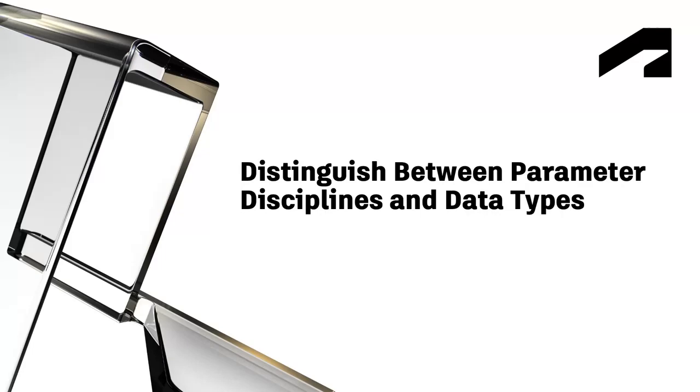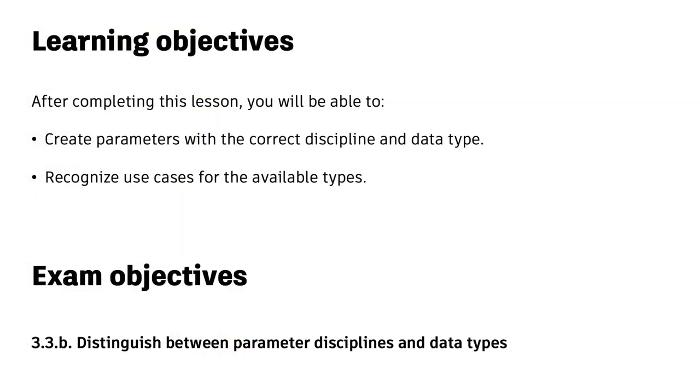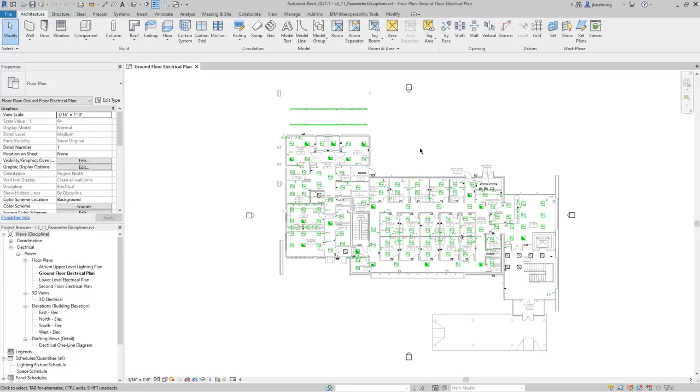In this video, we will cover creating parameters with the correct discipline and data type, and recognizing use cases for the available types. When creating parameters, it is critical that they are assigned to the correct discipline and data type. This will affect the functionality of the parameter as well as the available units.